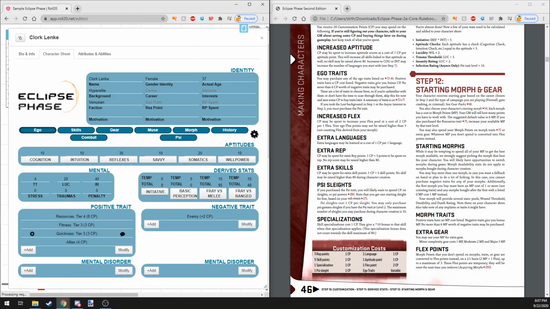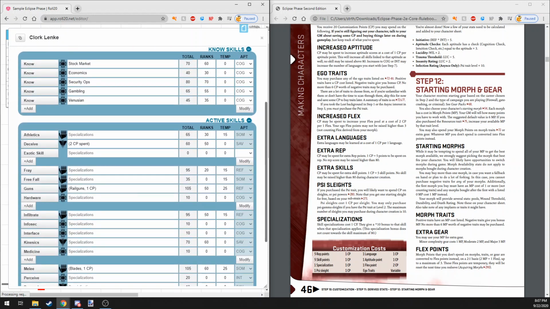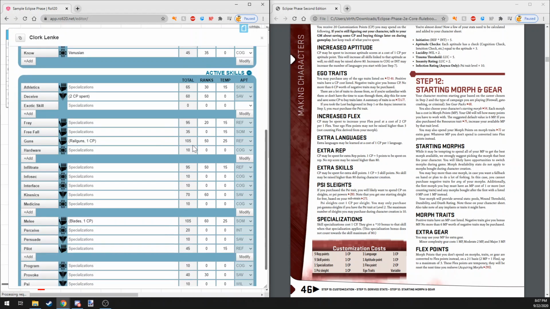And that's how I spent most of my CP. But because I have extra CP to spend from taking a negative trait, I went into my skills, and I spent 2 in Deceive, so I got 10 more ranks in Deceive. And then I chose a specialization in guns and melee. So anytime I use a railgun, I get an additional plus 10, and anytime I use a blade, I get an additional plus 10. That is combined with my plus 15 that I get on any somatics and reflex checks. You might notice that my total is now above 80 for a bunch of these. That's okay.